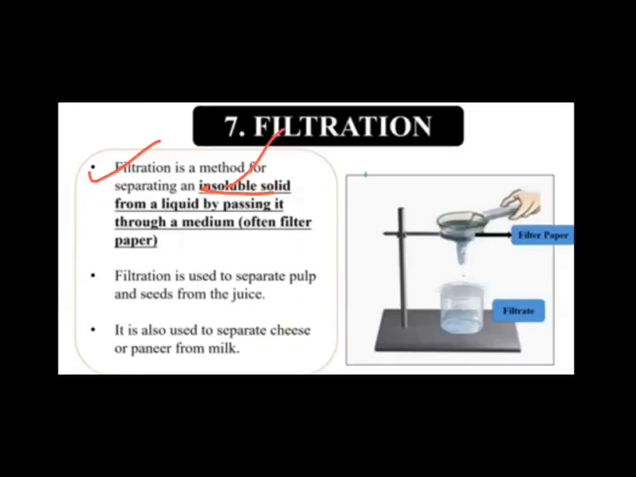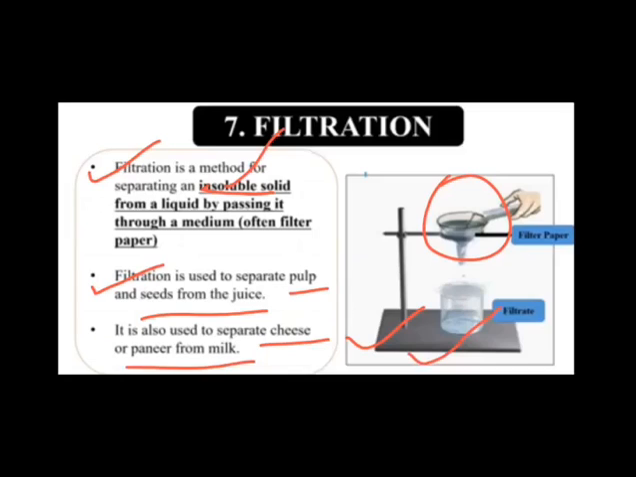Filtration is used to separate pulp and seed from the juice. It is also used to separate cheese or paneer from milk. So here is a diagram and you can see the filter paper here. What you can do is you can pass the liquid through this filter paper, and you will get a clear liquid which is known as filtrate. So I hope you have understood this. Okay, let's move forward.